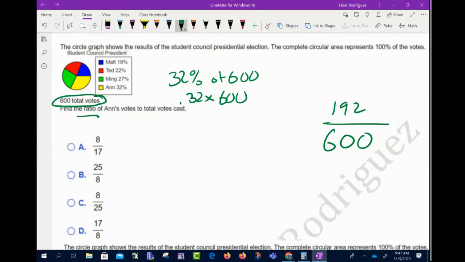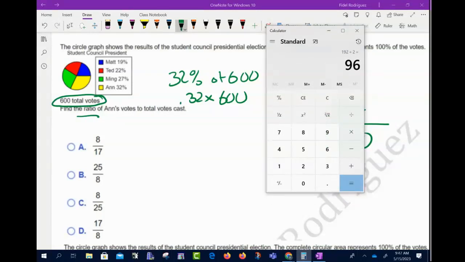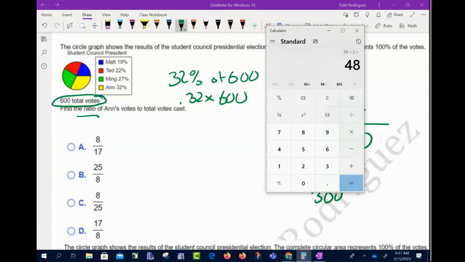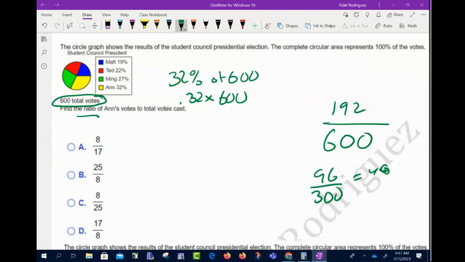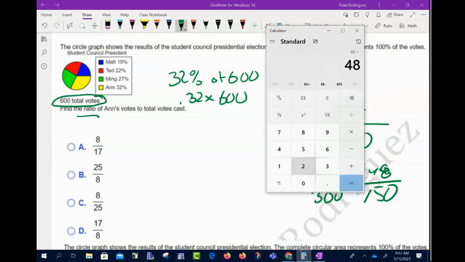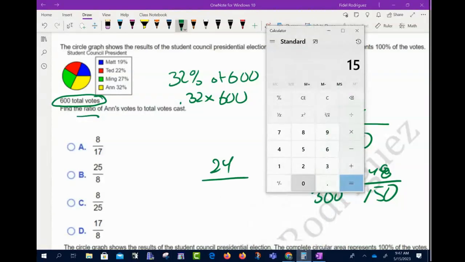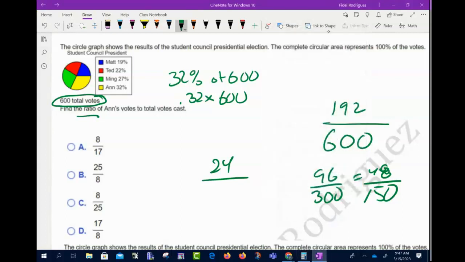Okay, so guys, again, you have options here. We want to reduce this fraction, okay? So look, I don't know. I'm going to go slow. I'm going to divide them by 2. That's 96. If I divide them by 2, that's 300. Okay, still not anywhere close to where I need to get, but I'm going to keep doing the same thing. I'm going to divide them by 2 again. 48. Half of 300 is 150. I'm going to divide them by 2 again. 48 divided by 2, 24. Half of 150, y'all, should be 75.